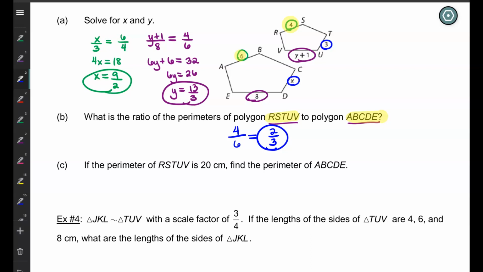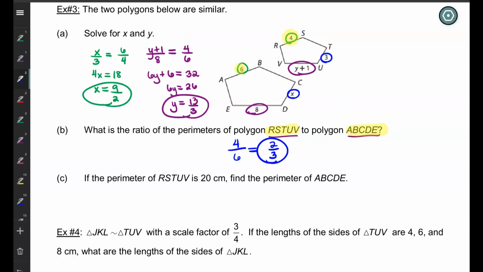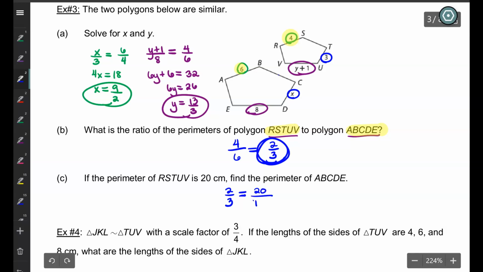Now, if the perimeter of RSTUV is 20 centimeters, what would be the perimeter of ABCDE? So one of the reasons this is helpful, knowing that the ratio of the perimeters is the same as the scale factor. Notice I don't have any information about these other sides here. I don't have enough information. I can't solve for them. But if I know the ratio of the perimeters is 2 to 3, and I know RSTUV has a perimeter of 20, I can find the perimeter of the bigger figure, or the bigger polygon.